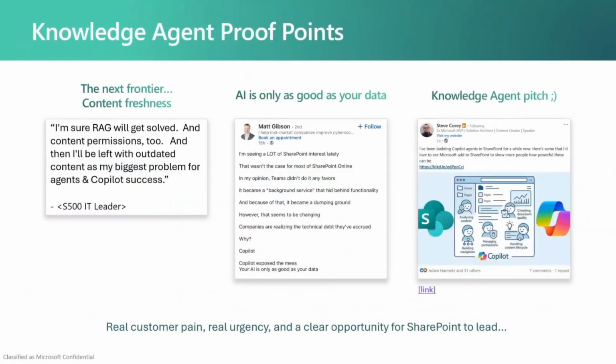All right, so I want to chat a little bit about the proof points. We just released the knowledge agent about 11 days or so ago, but we've had signal for the knowledge agent for quite some time. I think that the first quote on this screen perfectly captures the reality for many organizations deploying agents in Copilot. Really, content freshness is the next frontier, and AI is only as good as your data. So outdated content really becomes a silent blocker, undermining trust, reducing relevance, and ultimately limiting the effectiveness of AI. So that's where the knowledge agent is ready to step in.